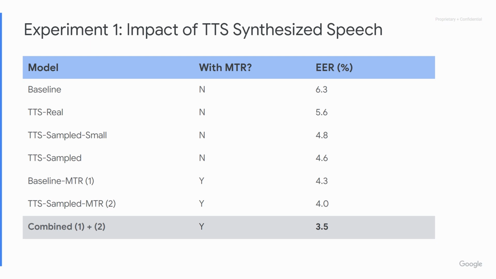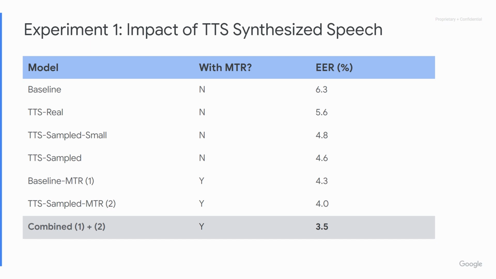This is the first experiment. The baseline model is the model which we trained with the clean training data. As you can see, the equal error rate is very high. The following 3 models, TTS real, TTS sampled small, and TTS sampled, are the models which we applied TTS augmentation upon. We trained these models with not only the clean training data, but also different synthesized speech datasets. TTS real, as the name indicates, was trained with the 128D real dataset. TTS sampled was trained with all 3 sampled datasets, including the 32, 64, and 128D. All of these 3 models outperformed the baseline model.